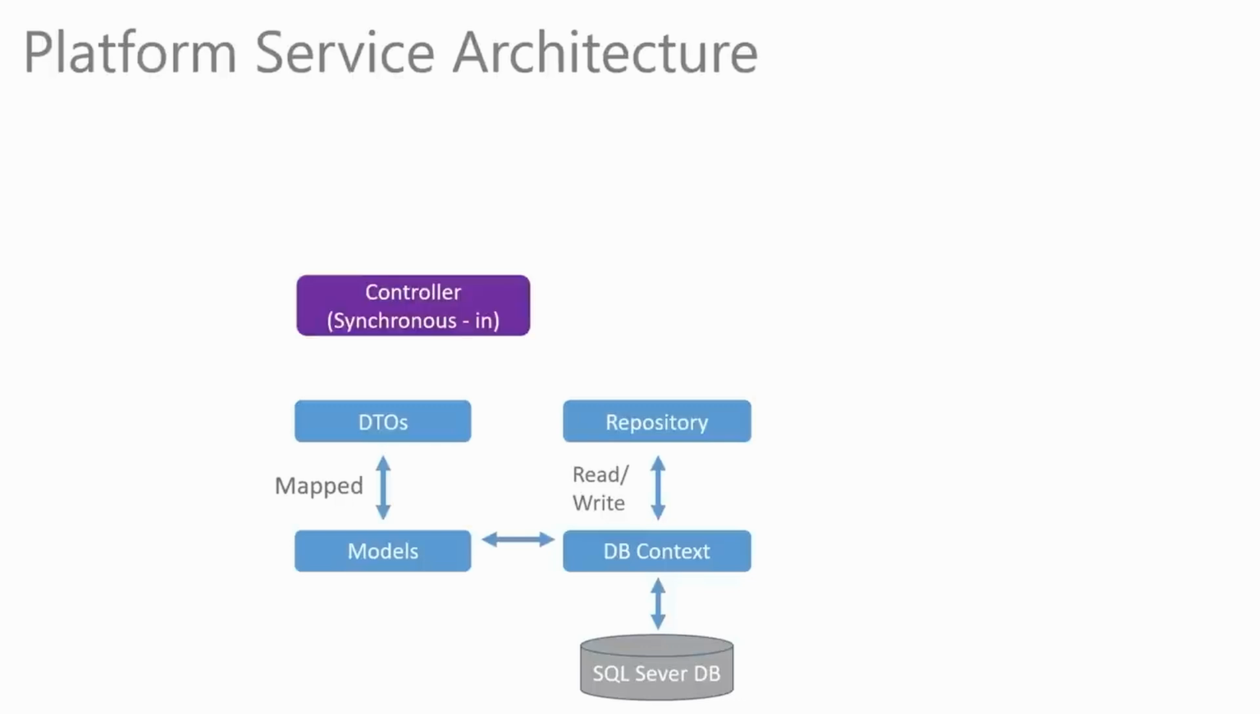We're going to have our API REST controller, which I'm calling synchronous in. So HTTP requests coming in, we'll say externally, reach into a repository, pull back any data, and then send back the HTTP response using a DTO. So that's really our external contract going out to our external consumers.